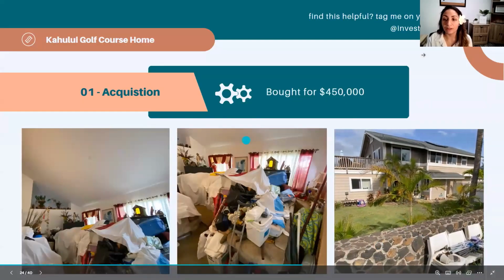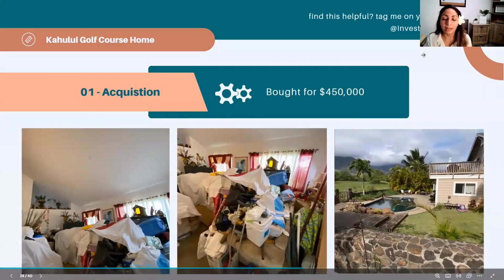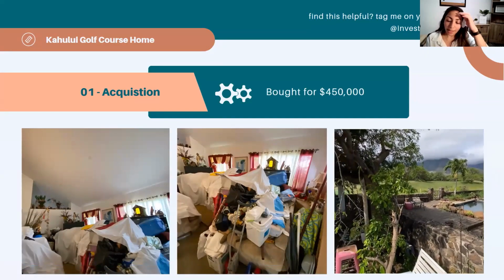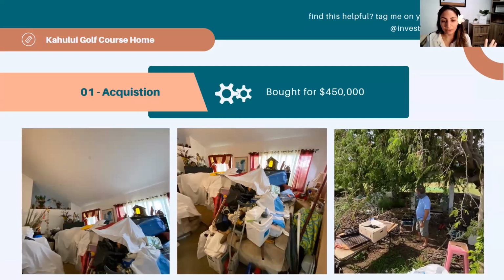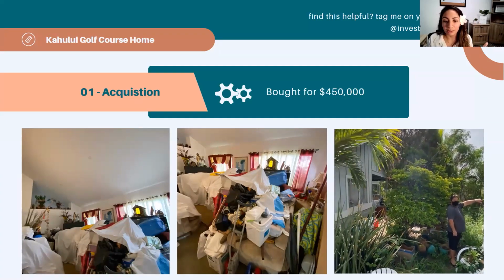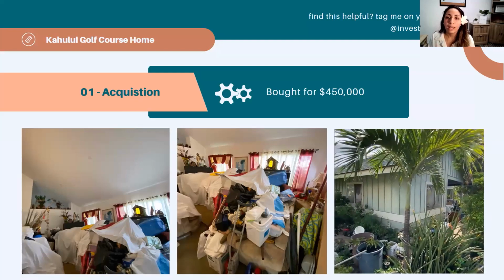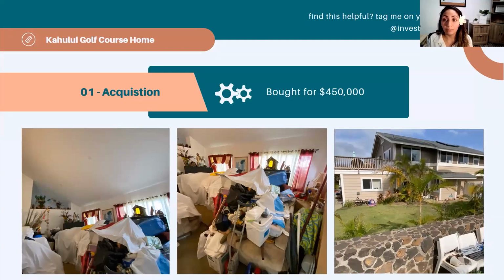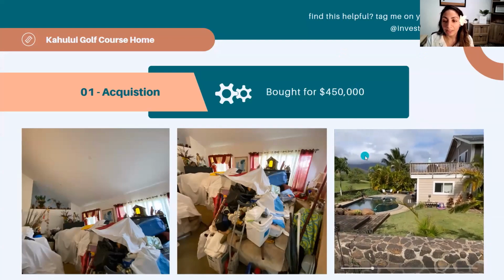So the situation of this seller was that they were in pre-foreclosure, and they were semi-hoarders. And so they didn't want to list it with a realtor because they didn't want people walking through their home. And so I had suggested that we partner together.